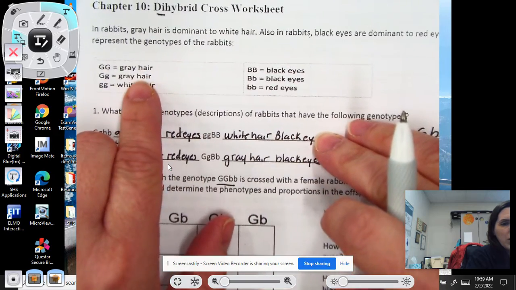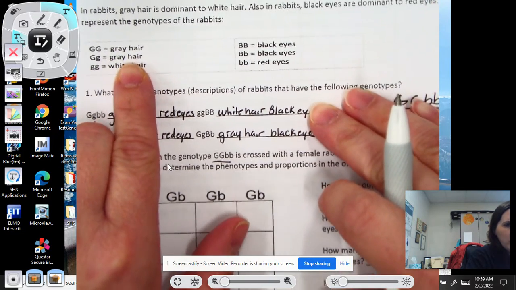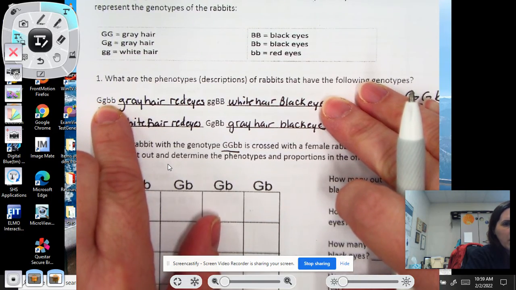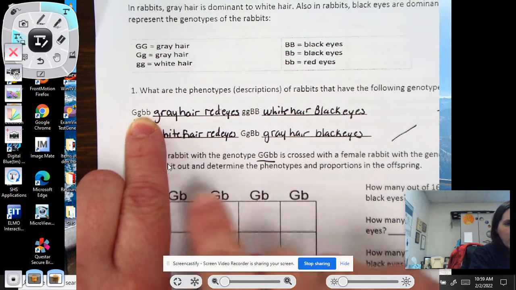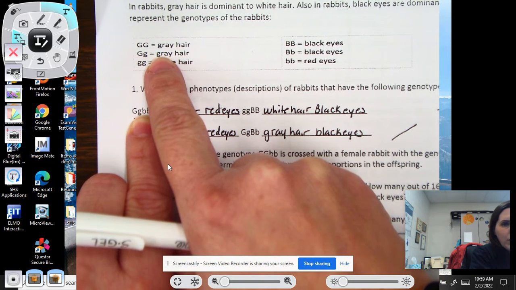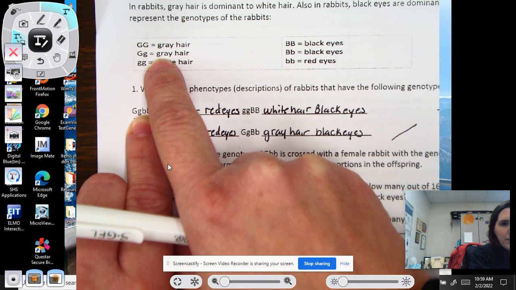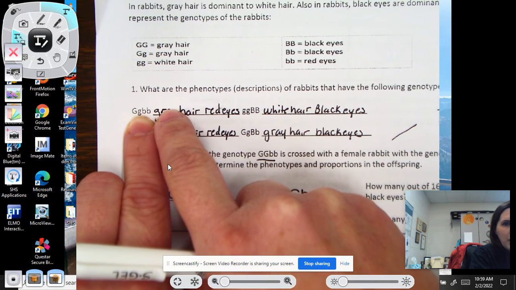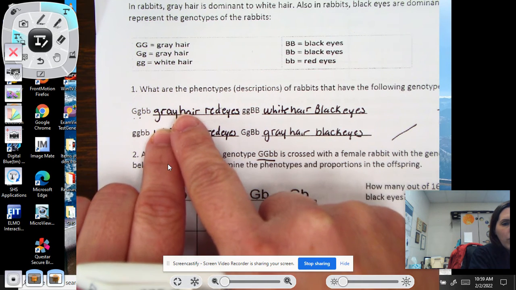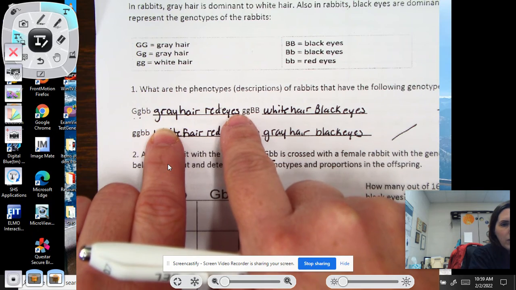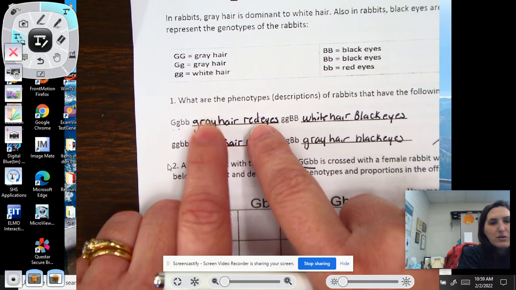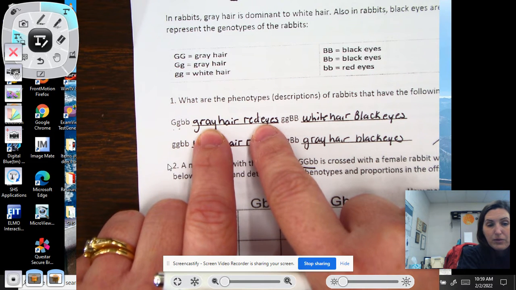And so here we have the genotypes. And we're supposed to list the phenotype. So let's look at this one real quick. We have a heterozygous and then a homozygous recessive. So big G, little g. Anytime we have a capital letter, we're going to have a gray. So you guys can see that right there. And then the little b, we have red eyes. So we're inheriting gray hair, red eyes with this trait. So you can see that's what the dihybrid means, two traits. So hair color and eye color.